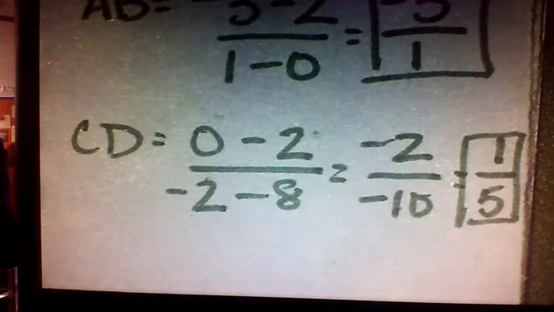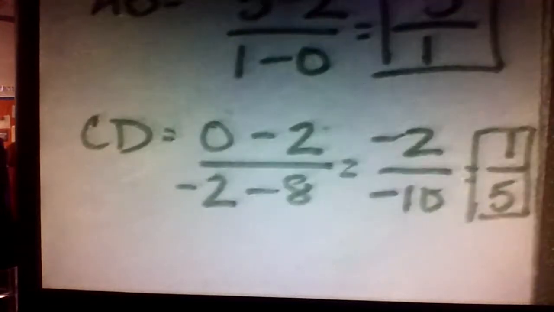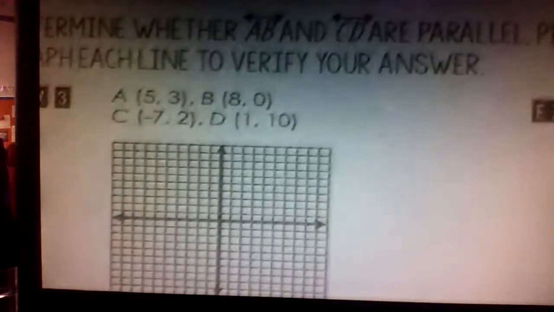Ain't AB 1 over 5 too? No, AB is -5 over 1. Wow. That's what you want for me. Look.